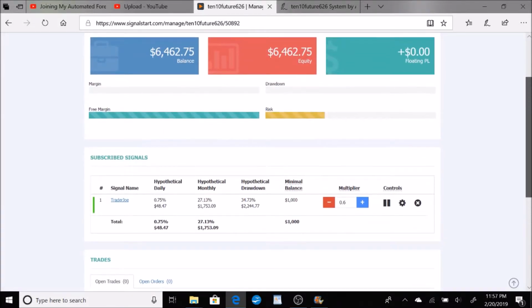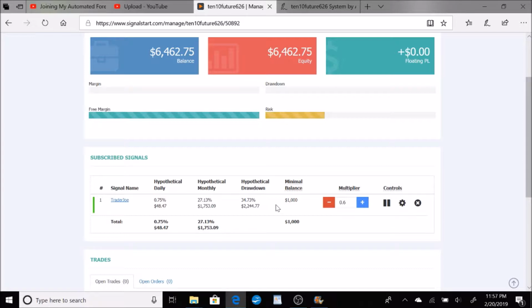Let me just show you some stuff here. As you can see, my name, Trader Joe, is the signal name. It gives you a hypothetical of what I average a month, daily, so it's subject to change. The drawdown of $2,200 is not right, I'm never down that much. I have no clue why that's there.